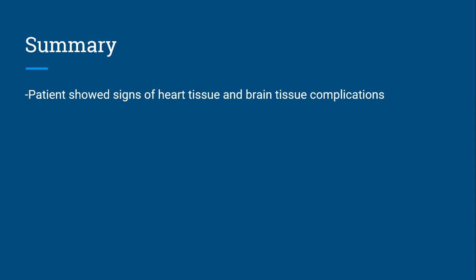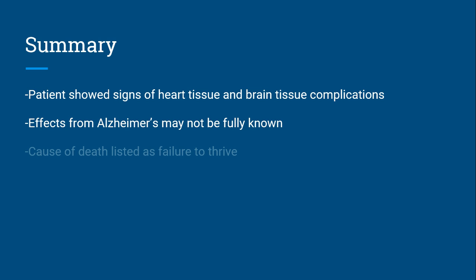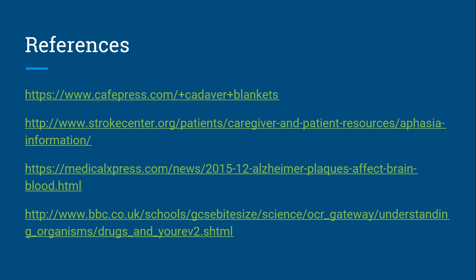In summary, our patient showed signs of heart tissue and brain tissue complications. Effects from her Alzheimer's may not be fully known because we don't know everything about this disease yet. Cause of death was listed as a failure to thrive. There was more than one pathology we suspected.